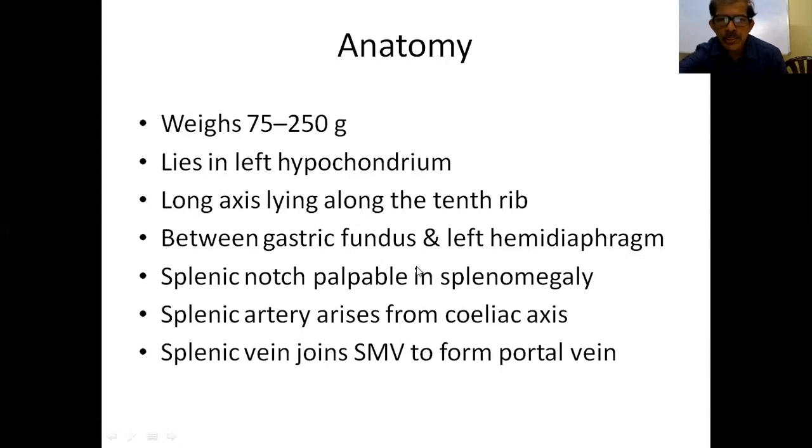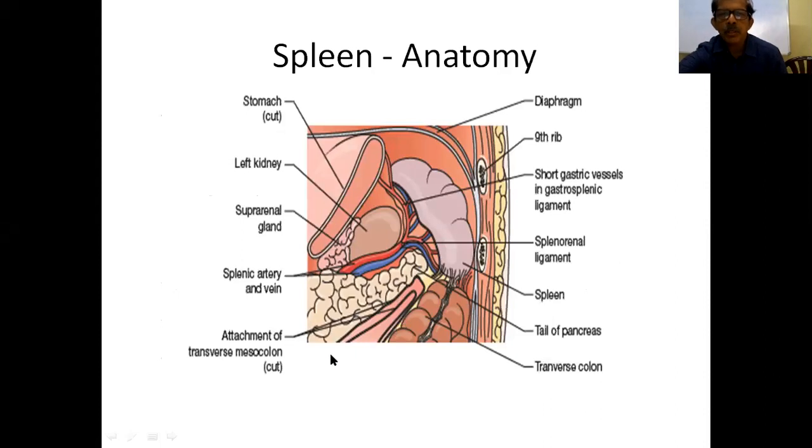So, how it is, we will see. See, this is the fundus of the stomach. This is the diaphragm. In between the fundus and the diaphragm, it is there. So, this is 9th rib and this is 10th rib. So, the long axis will be like this along the 10th rib.